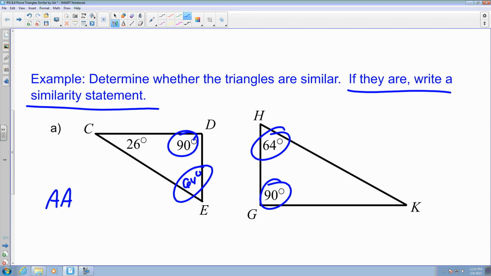The similarity statement I can use is triangle CDE is similar to triangle. Now I have to find this one would obviously be the 26 in this triangle. So it's going to be triangle K, and then D is 90, so that means that's going to be G over here, H. So triangle CDE is similar to triangle KGH. Okay.